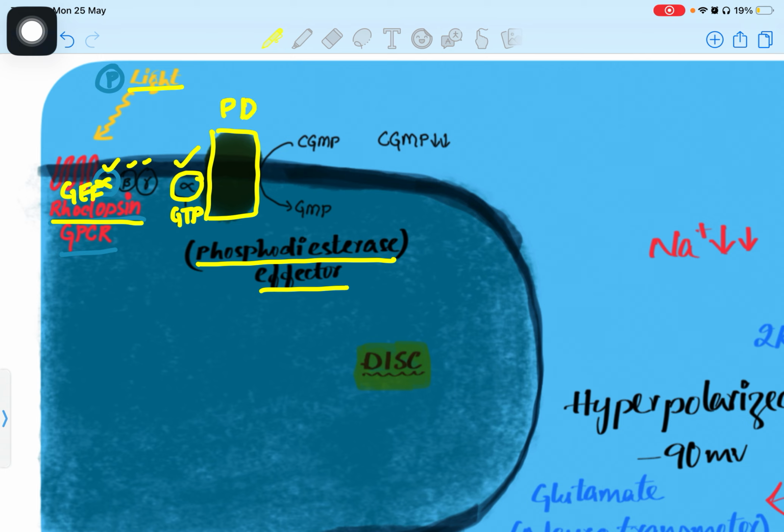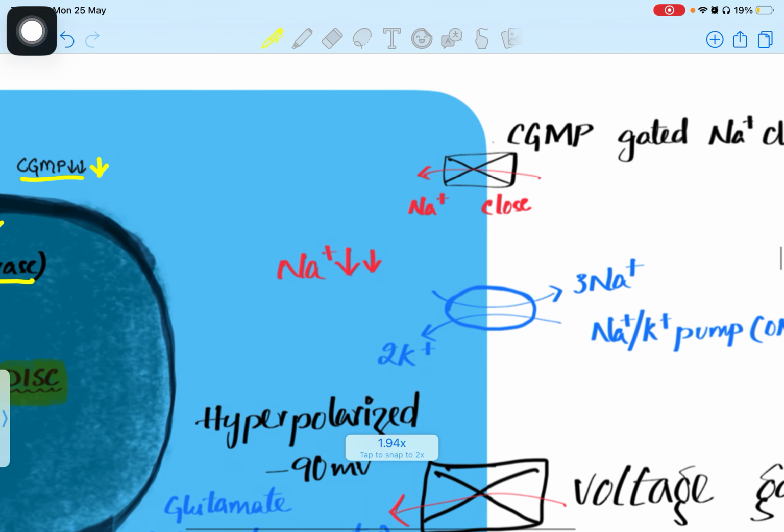After moving towards the phosphodiesterase, it will convert cGMP into GMP. Because of the light falling, only this signaling happens; otherwise nothing happens. So because cGMP is converted to GMP, the cGMP concentration decreases in the rod cell. After this, our cGMP gated channel gets closed, and the sodium channels also get closed. So sodium won't be able to enter through the cGMP and sodium gated channel, so the sodium concentration will decrease.